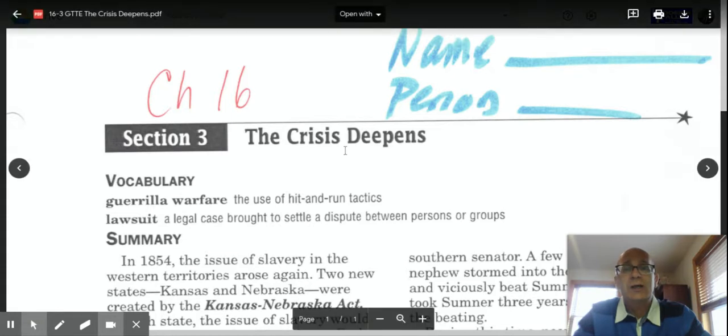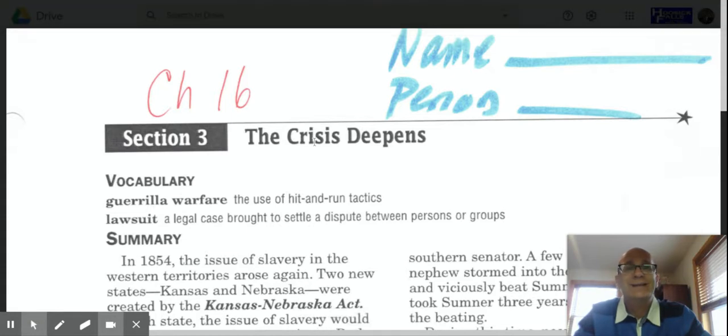Today, we're going to be talking about the crisis over slavery deepening. And let's look first at two vocab terms on 16.3.